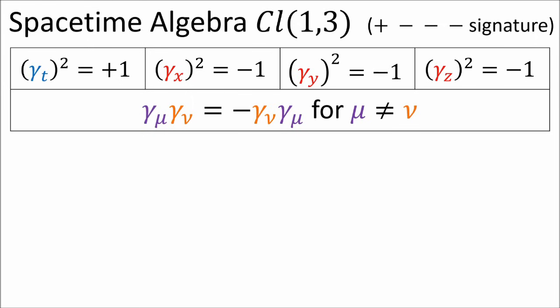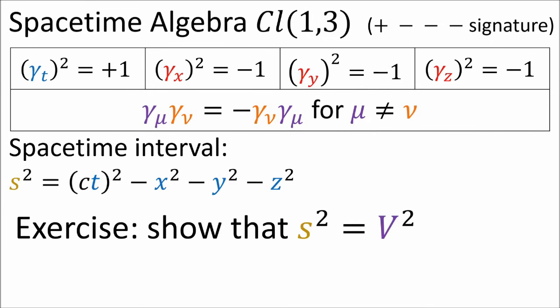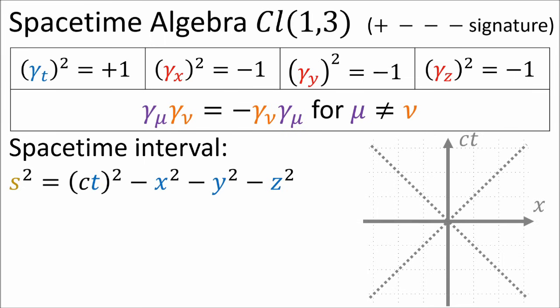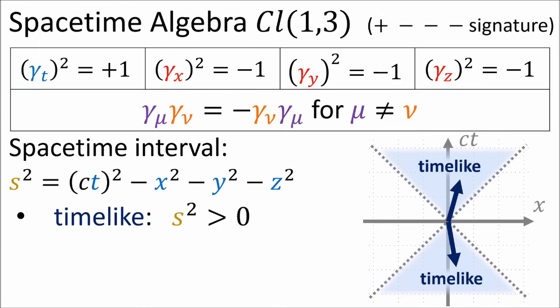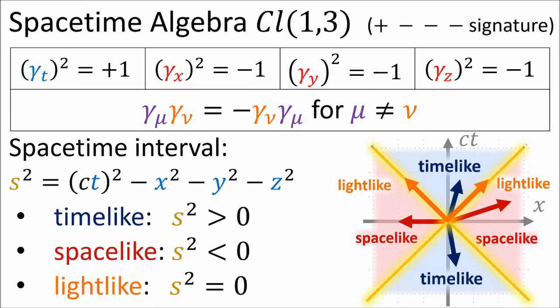Let's review some of the basics of special relativity. The lengths of spacetime vectors are measured using the spacetime interval formula, given here. As an exercise, you can check that we get this formula when we square a spacetime vector, and that the Clifford algebra symbols give us all the correct signs. Looking at a spacetime diagram, the time-like vectors that point to the future or the past have positive squared lengths. Space-like vectors that point in spatial directions have negative squared lengths. And light-like vectors that point along light beams have 0 squared lengths.